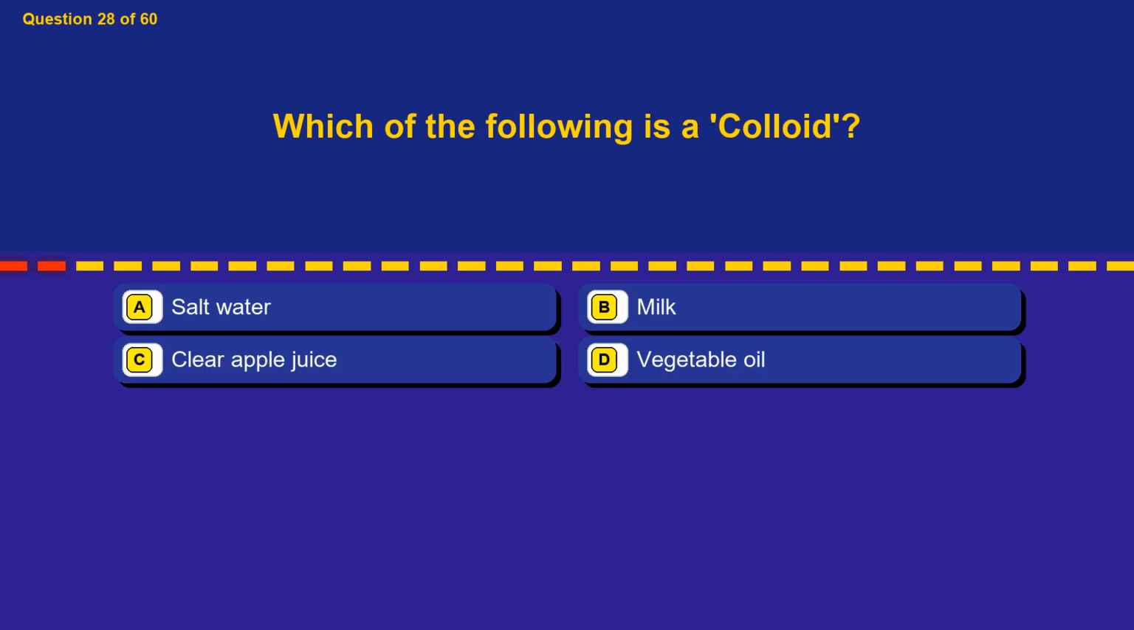Question 28. Which of the following is a colloid? Option A. Salt water. Option B. Milk. Option C. Clear apple juice. Option D. A vegetable oil.